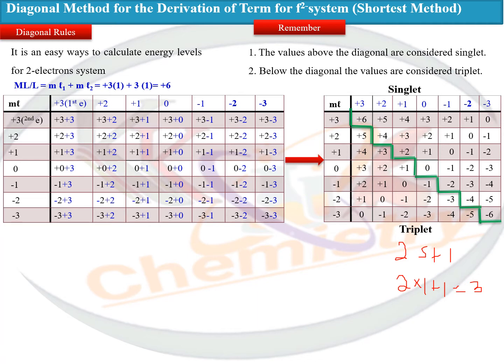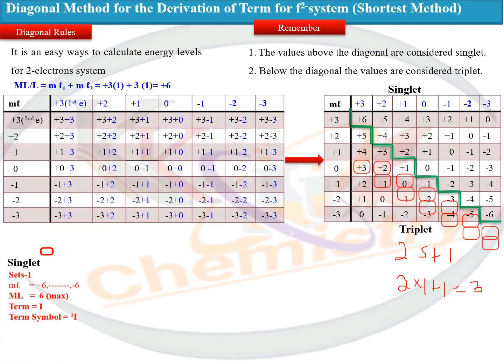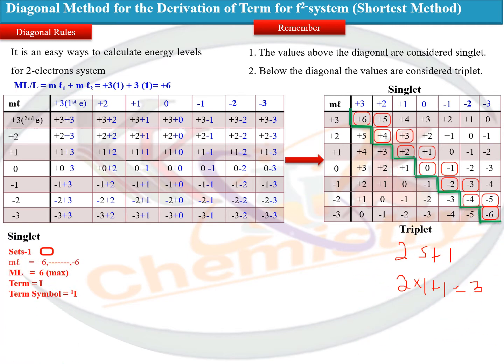Now, how many sets are there? How can you derive the term symbol for this particular system? The first set is when the ML value is 6, meaning the small ml values will be plus 6 up to minus 6. When the ML value is 6, definitely the term will be I. And you know that the spin multiplicity for such a value is a singlet, so the spin multiplicity can be written as 1 over here. So the term symbol is singlet I.